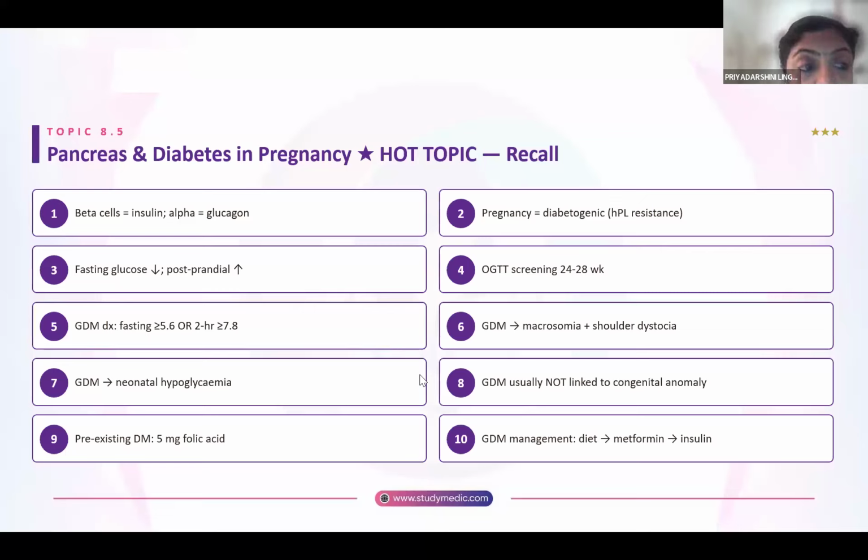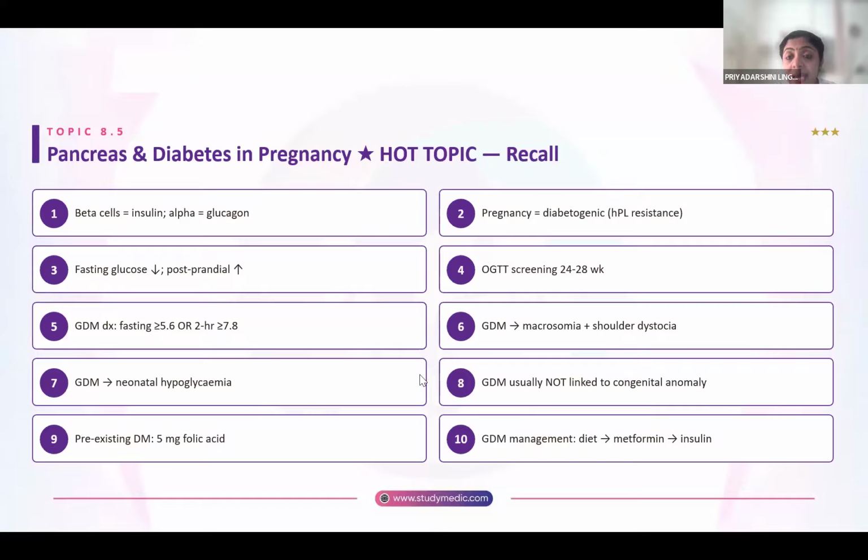So what are the key factors we just saw for pregnancy and diabetes? The beta cells are for insulin and the alpha cells are for glucagon. So first thing is you look into the hormones and the cells that are associated with the hormones. Second thing you need to remember, pregnancy is a diabetogenic state because of what? It is mainly because of the human placental lactogen, which is from your placenta. This makes the woman resistant to the glucose changes. Next, the postprandial sugars are quite high in these women.